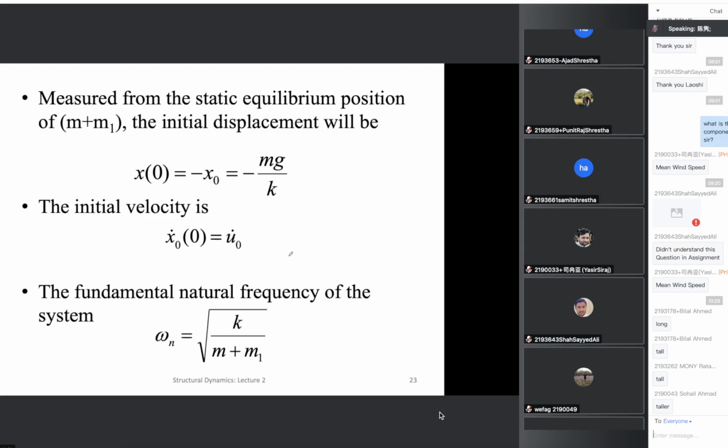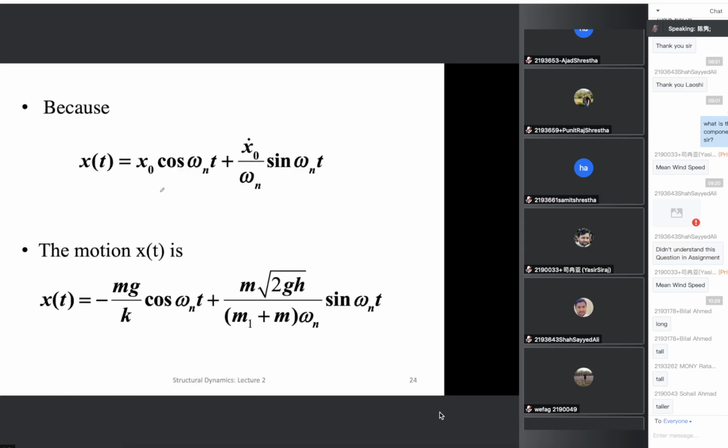Once you get the initial displacement and initial velocity, you can directly have the answers for the vibration. And the fundamental natural frequency of the system, of course, is here. That's why I said you need to remember this equation. Introduce the initial values: this is minus m2 g over k, and this is the initial velocity. So we have the final motion of the system after the impact.